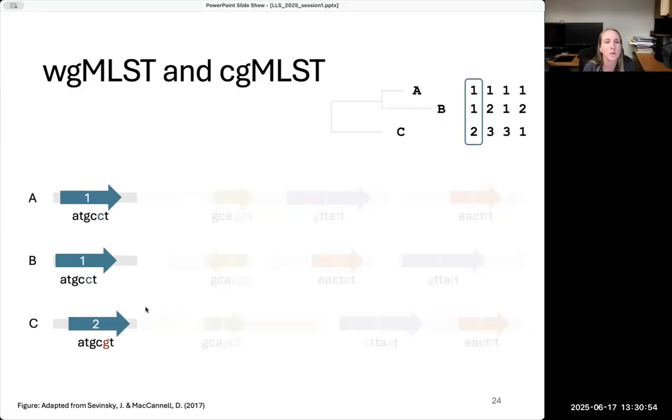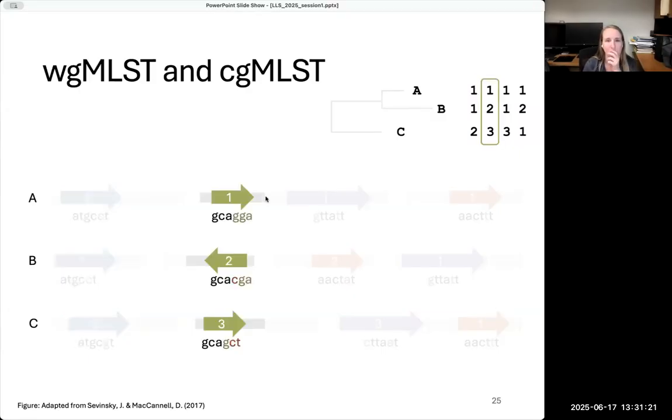So let's just look at this first one. If these three genes are going to be compared, we look through and this one has a C here, this one has a C here, and this one has a G here. So these two are going to be given the same allele identifier. Let's say we gave it 1, and this one would be given a different allele identifier, 2. And we're keeping track of them up here as the program goes.